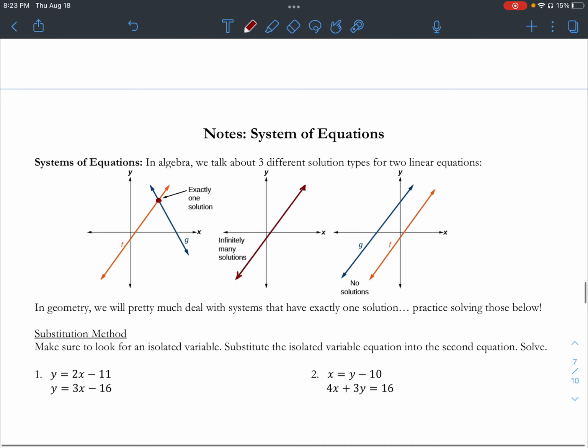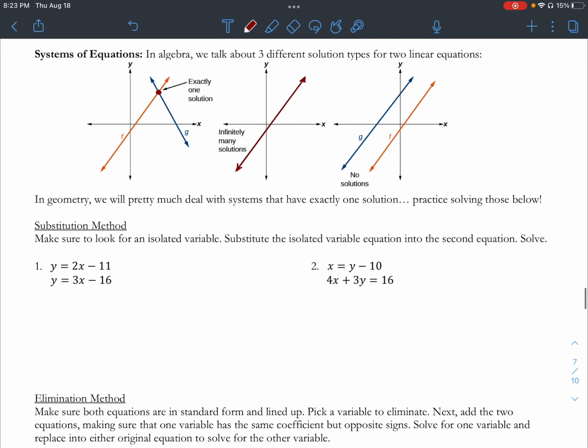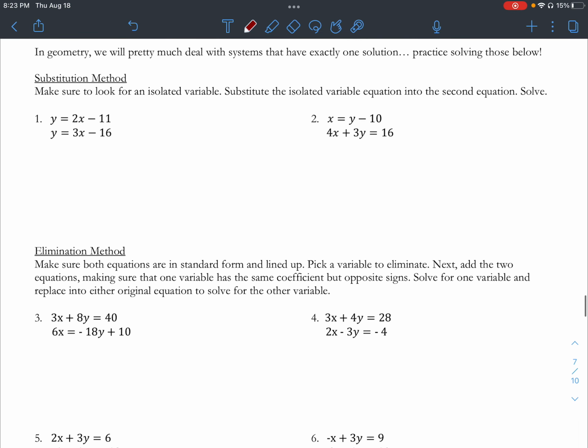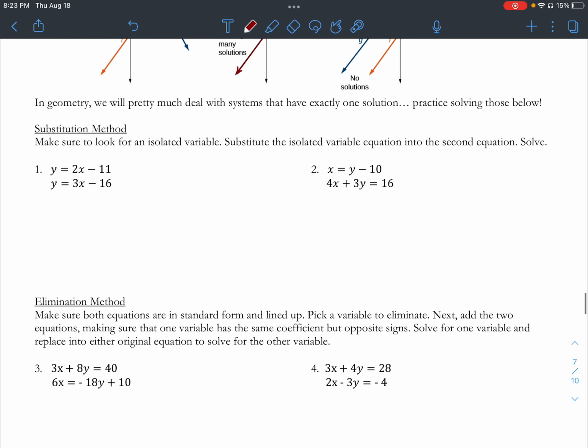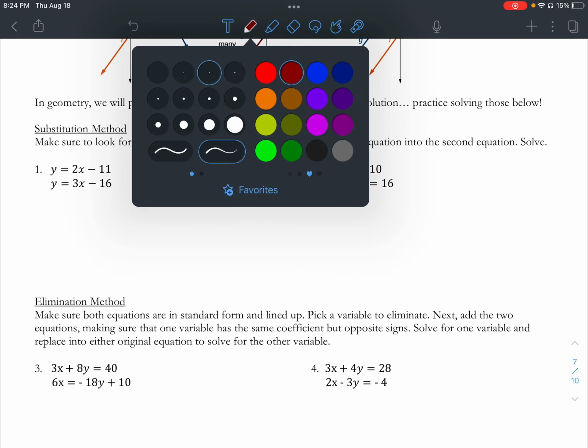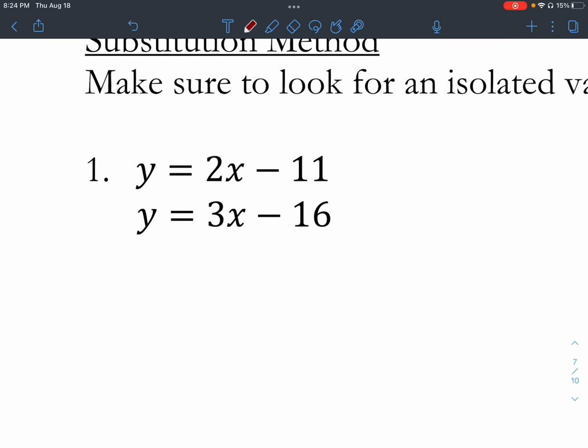Therefore, there's not one single point in which these lines are going to touch each other. What we do with these solution methods is we look at the different ways to solve these. We can use the substitution method and the elimination method. I guess two of them are kind of the same, so we'll just focus on substitution and elimination. Which you use really just depends on what you're given for the problem.